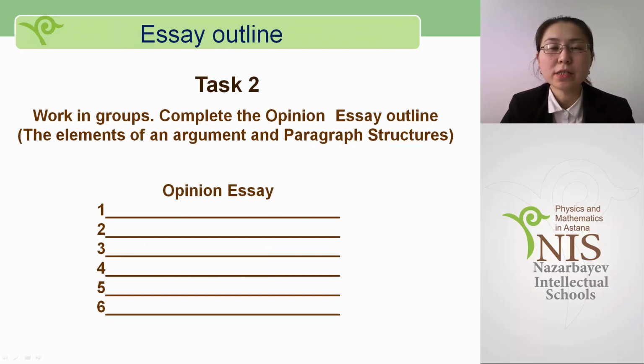Okay, so we have discussed several types of essays to be used in IELTS Task 2, and now let's look at how we organize an essay. This is an essay outline. Now I want you to work in small groups and complete the opinion essay outline, the elements of an argument and paragraph structure. So you see here 6 lines. Can you please complete the opinion essay outline?